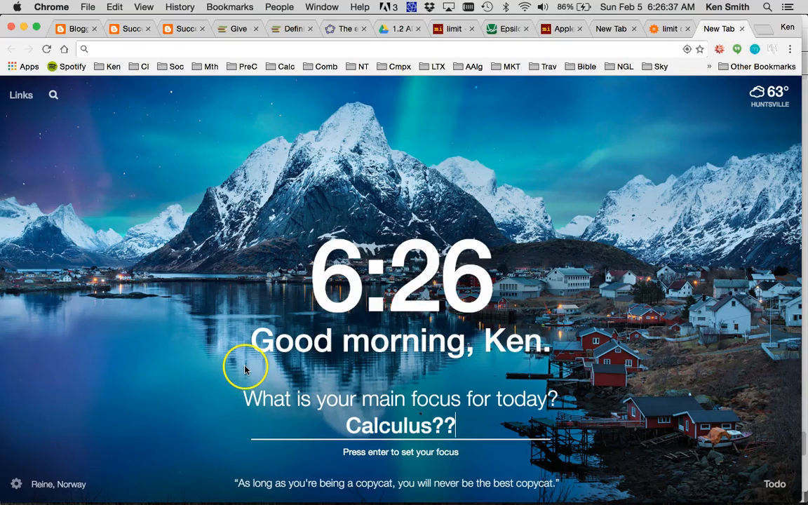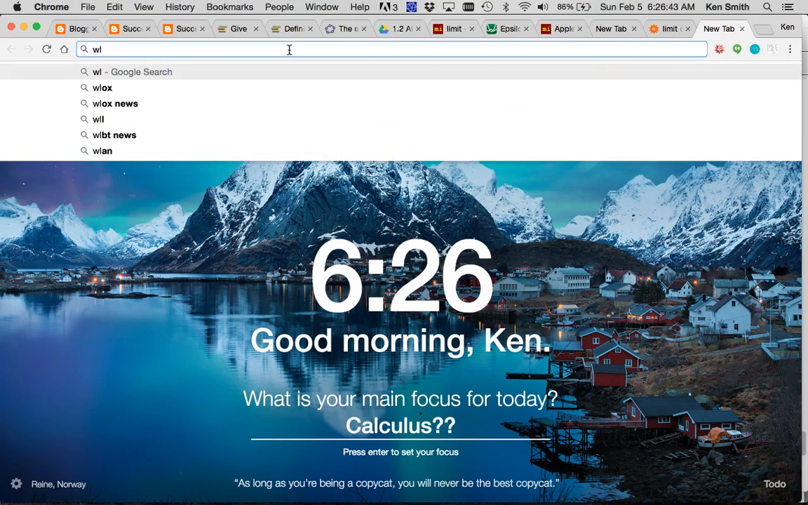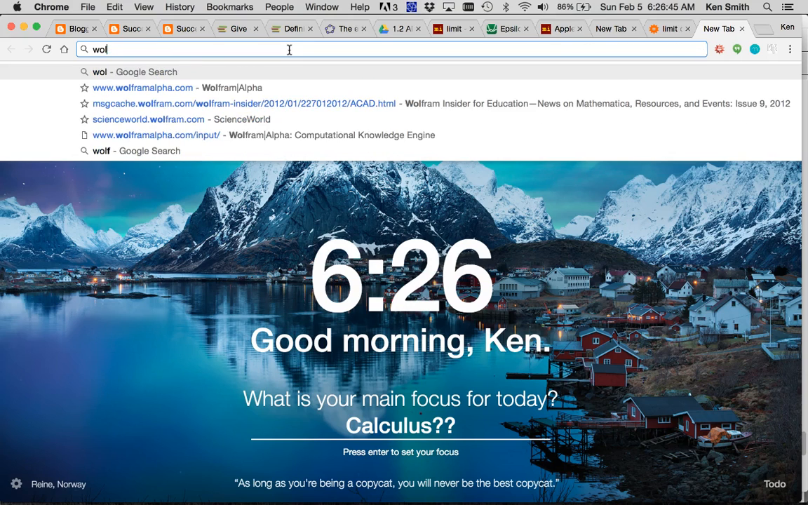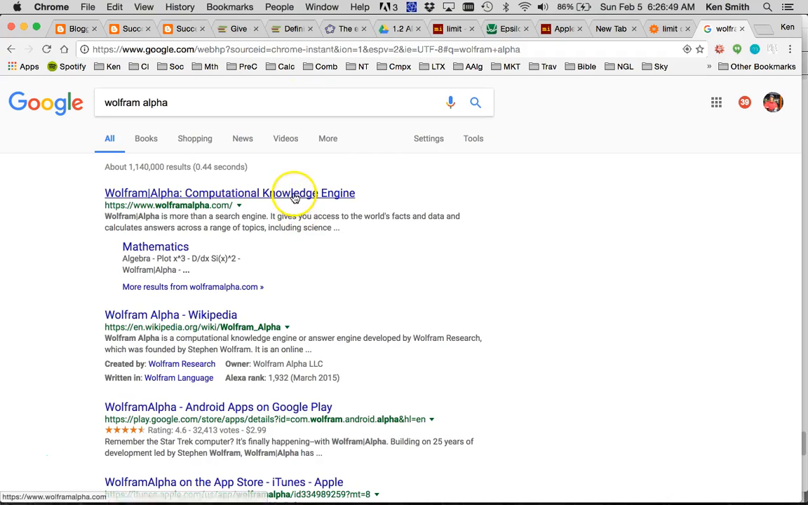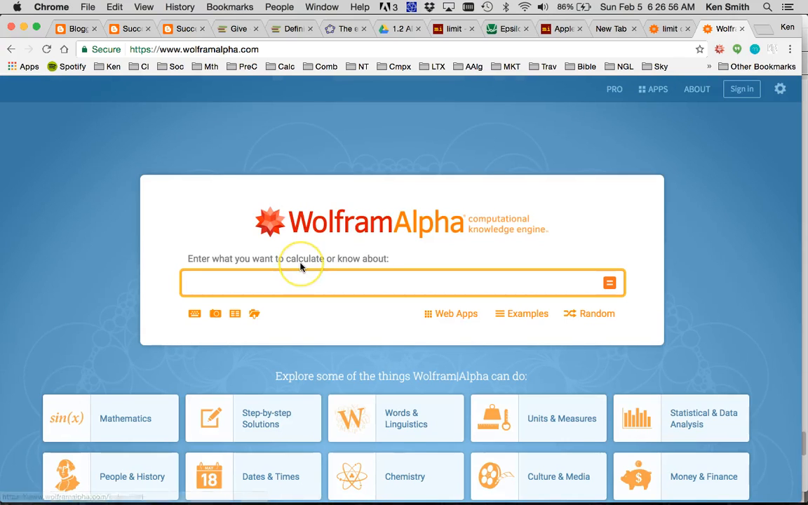Today I want to look at a cute little website, a powerful little website, WolframAlpha, that I use for basically my calculator. Let's Google WolframAlpha, pull it up, and you'll get a place to compute things.